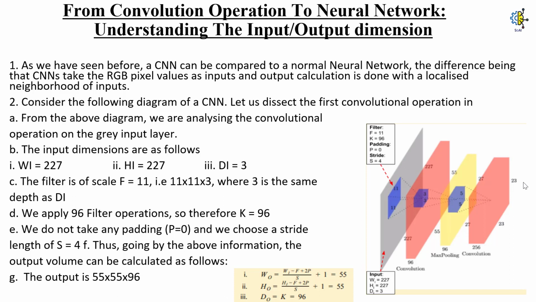We do not take any padding, that's why here padding P is 0, and we choose a stride length S of 4. Thus, going by the above information, the output volume can be calculated as follows. Here, the output is 55 cross 55 cross 96, as Wo is equal to (Wi minus F plus 2P) by S plus 1. Similarly, for Ho, Ho is equal to (Hi minus F plus 2P) by S plus 1. It's also equal to 55, and Do is equal to K, that is 96.